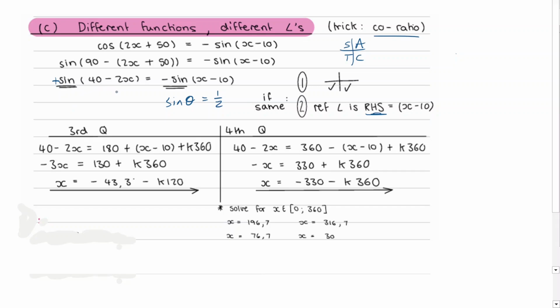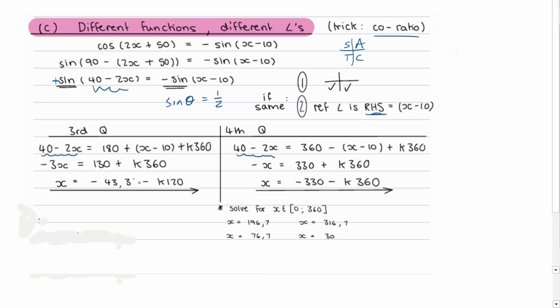So the angle 40 minus 2x will start off both of these quadrants, and then you just say to yourself, how do I get into the third quadrant? It's 180 plus the reference angle plus k360, because that's the period of cos. How do I get in the fourth? It's 360 minus, carefully in brackets, x minus 10, the reference angle, plus k360. The rest is just taking x's to one side and numbers to the other, so it will feel from this step onwards a bit like a grade 8 or 9 equation. And then I divide by negative 3.